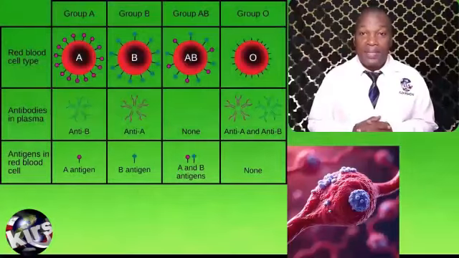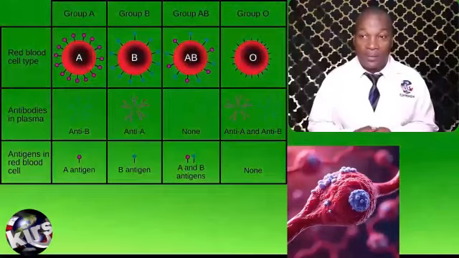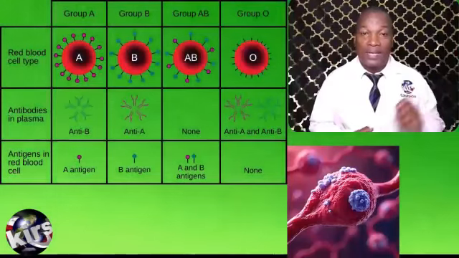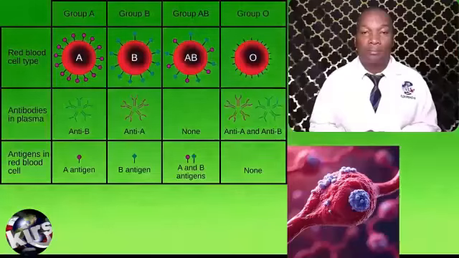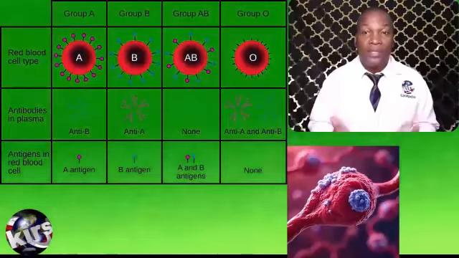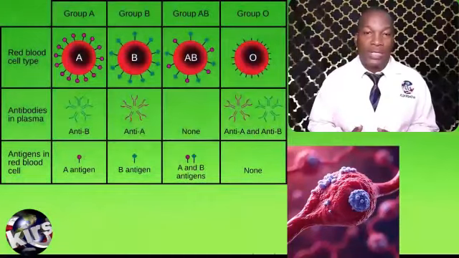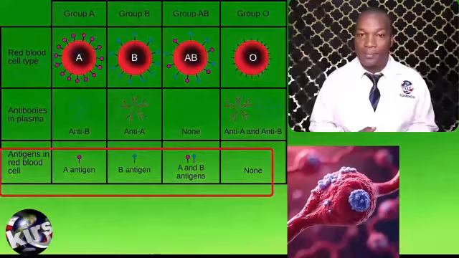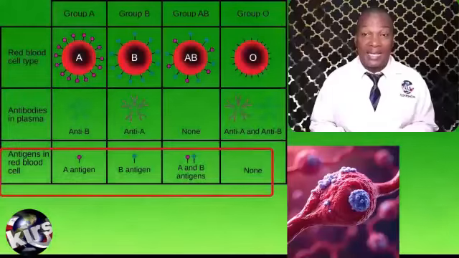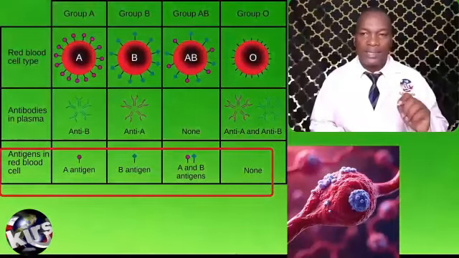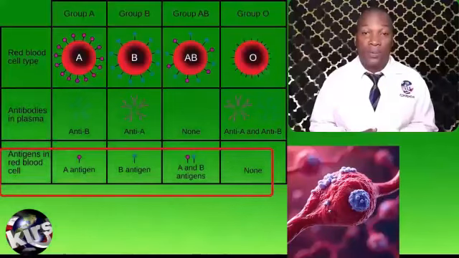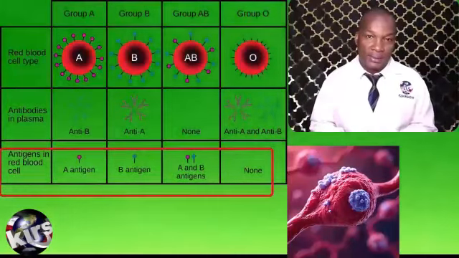Your blood type is determined by the presence or absence of specific antigens on the surface of your red blood cells. And maybe to use a simpler term, we'd say that antigens are special proteins. Antigens are like tags that your immune system uses to identify what's part of your body and what isn't.